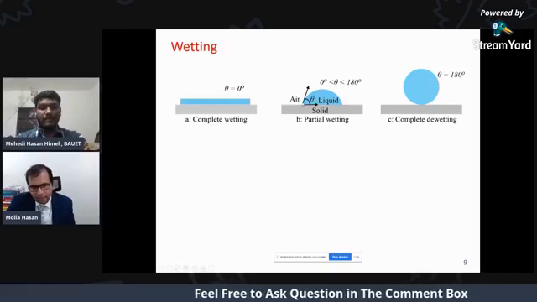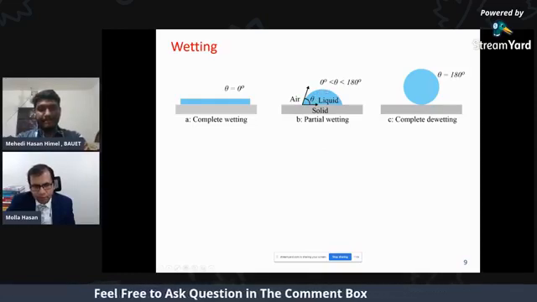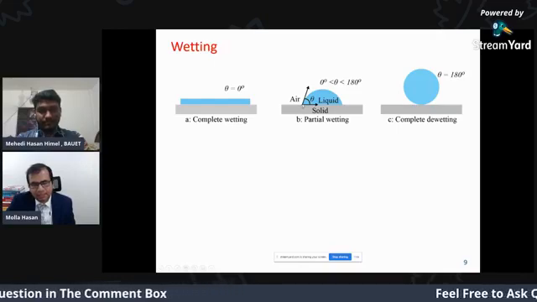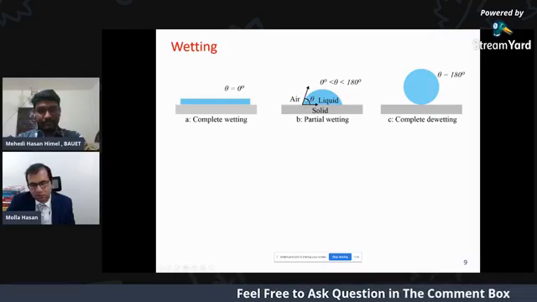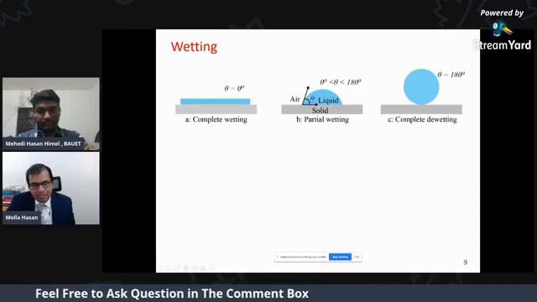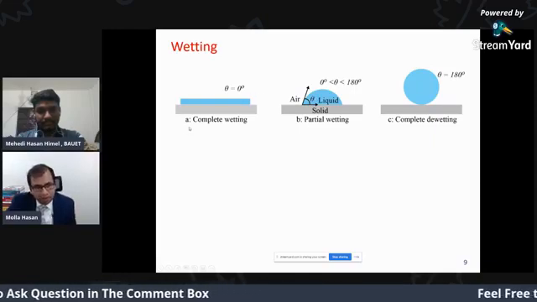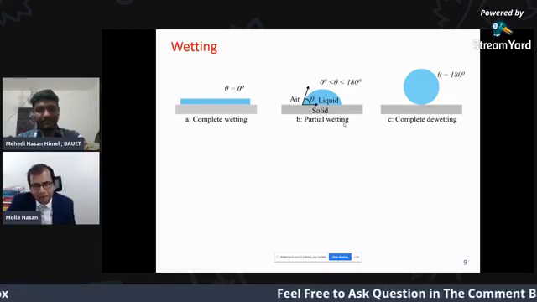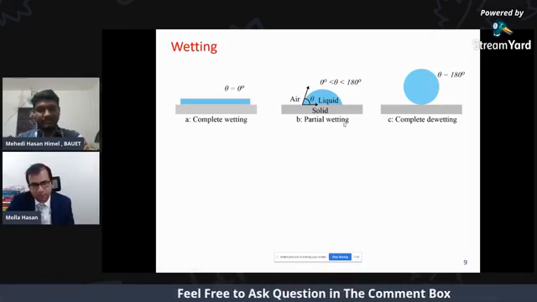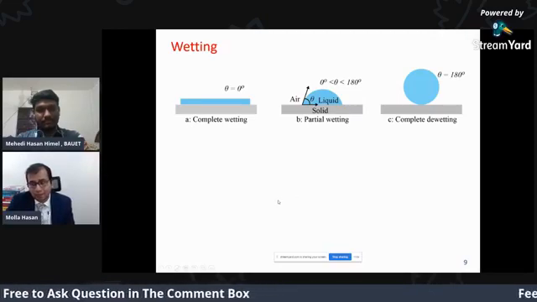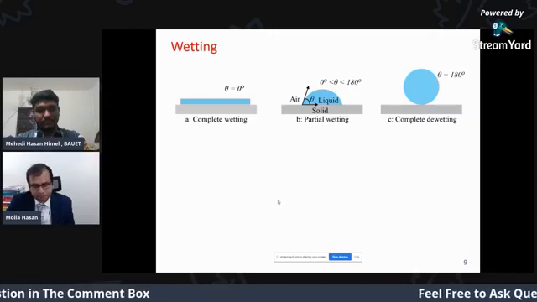If I put a water droplet, or a liquid droplet, it makes a contact angle at this three-phase interline: air, solid, and liquid. This angle is known as the contact angle. If this angle is 0, we call it complete wetting. If this angle lies between 0 and 180 degrees, we call it partial wetting. And if theta turns to 180, it is called complete de-wetting.